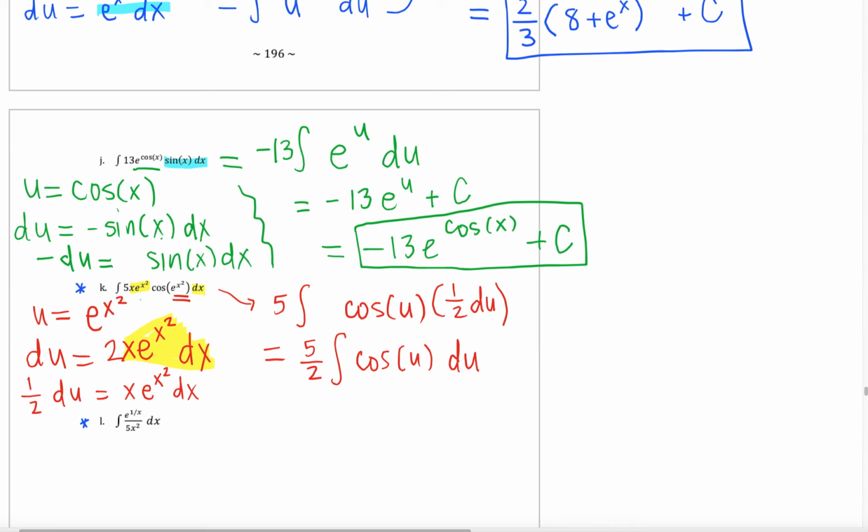From here, I'm going to have you guys finish off the problem on your own. So tonight, why don't you guys finish integrating this, and then we'll check it at the start of class tomorrow. Let's look at example L. So we have the integral of e to the 1 over x over 5x squared times dx. Why don't you guys pause the video right here and think about what your u would be equal to, and then we'll check that together.